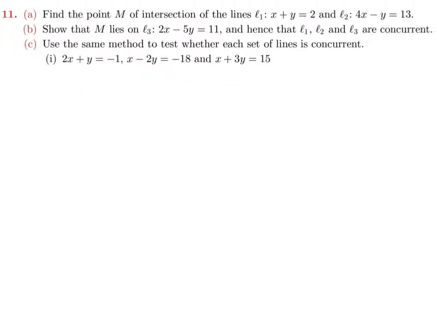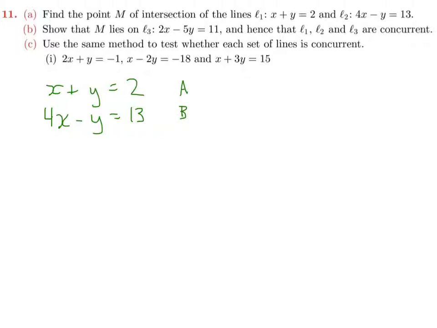Here's a good question that is just going to test our simultaneous equation skills. Remember, 3 lines are concurrent if the point of intersection of 2 of the lines lies on the third line. So, in this example, we have to find the point of intersection of L1 and L2. So, we have x plus y equals 2, 4x minus y equals 13. We can solve by elimination here. We call this equation A, equation B.